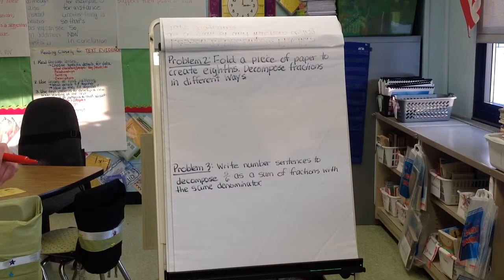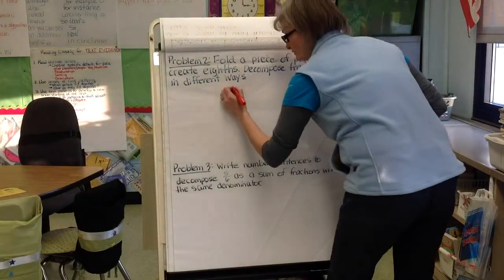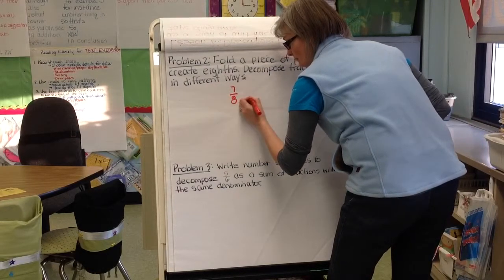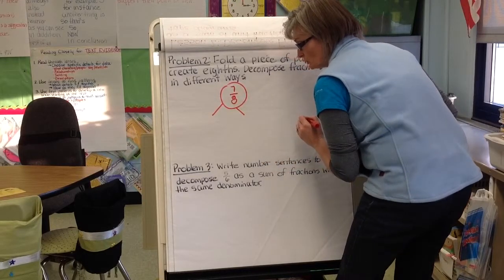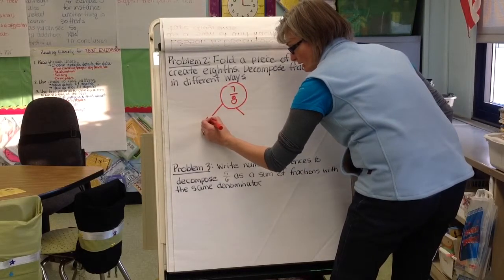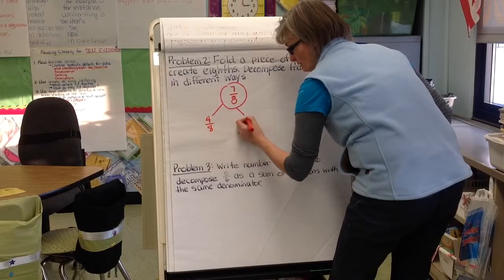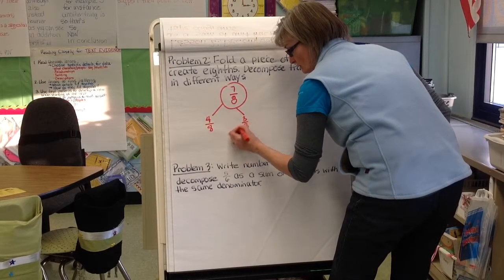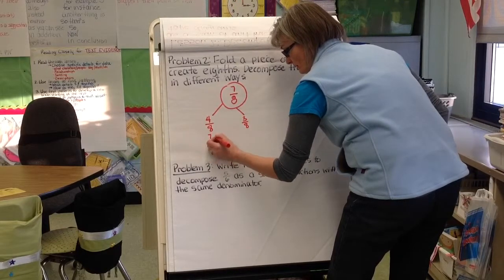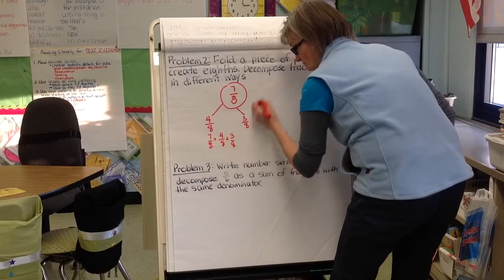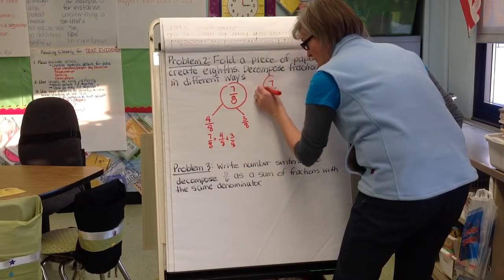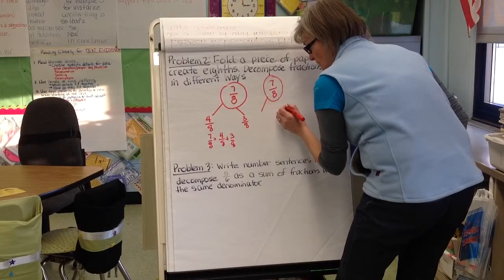Okay, let's take a moment and decompose 7 eighths. So we have 7 eighths. Let's decompose it into 2 parts. We could say 4 eighths and 3 eighths. So 7 eighths equals 4 eighths plus 3 eighths.